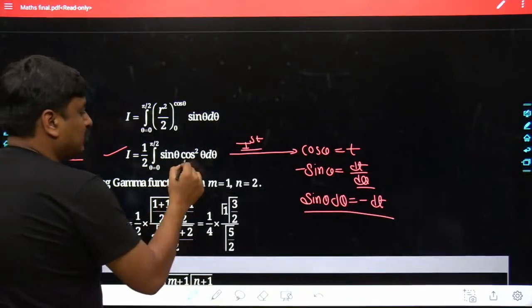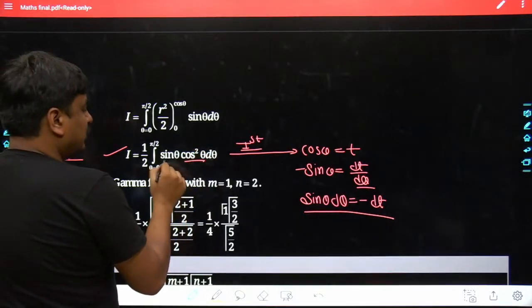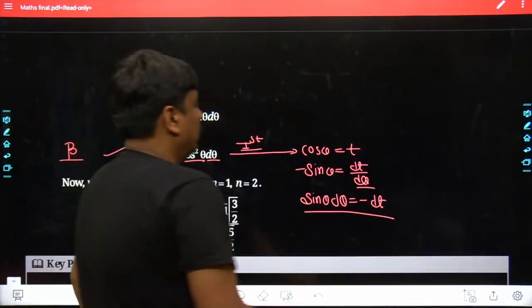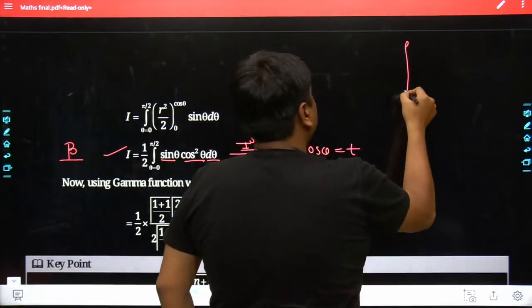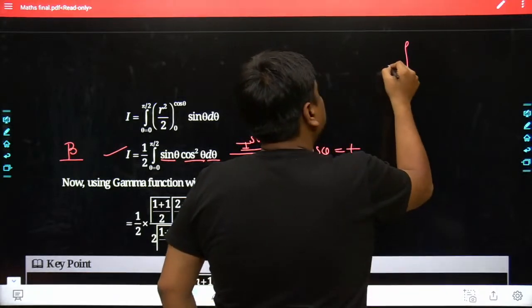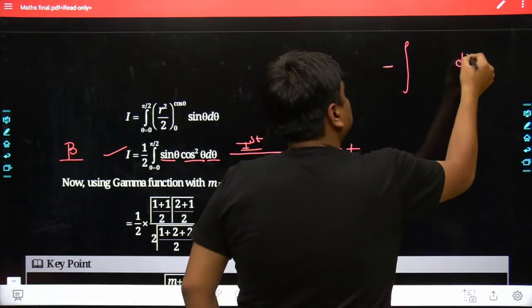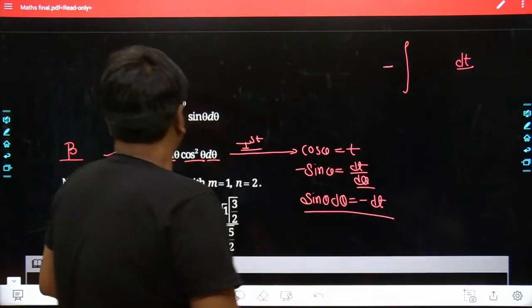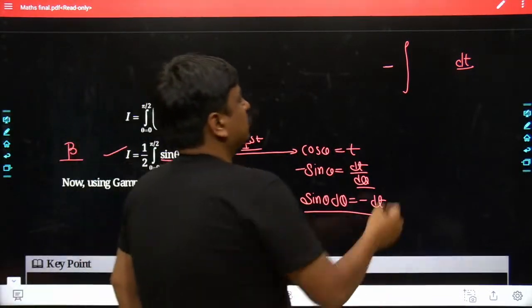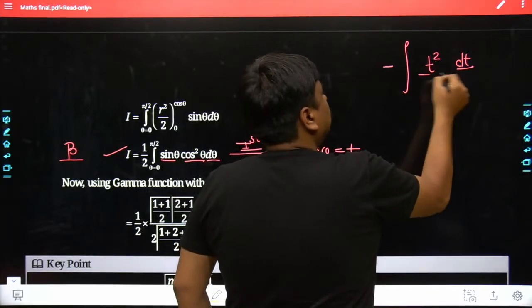That means the cos square theta can be fed as t square. Similarly, sine theta d theta can be fed as minus dt. Okay, we'll do the same. What I am saying, the sine theta d theta would be fed as minus dt. The minus sign has been brought out, and similarly the cos theta has been t, so cos square theta is going to be t square. Yes.